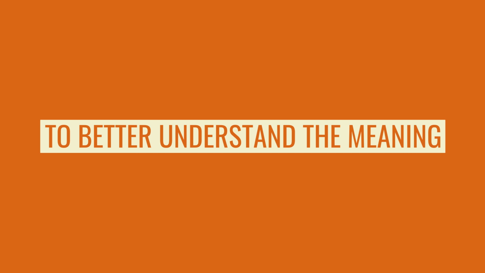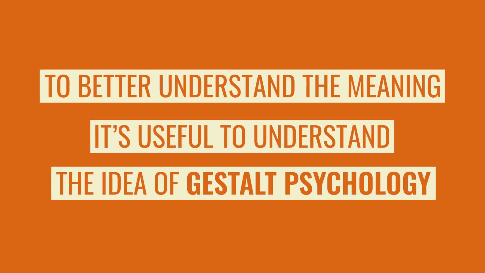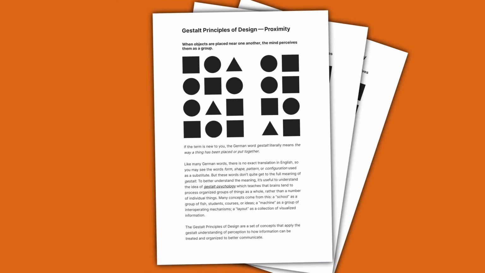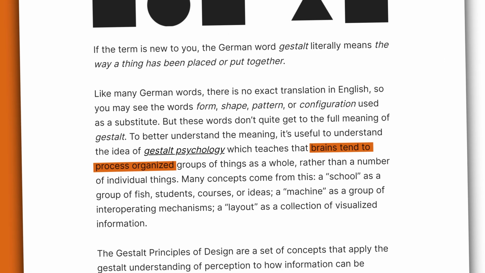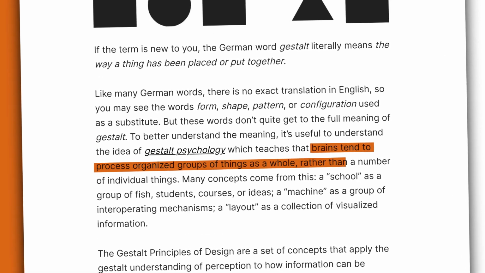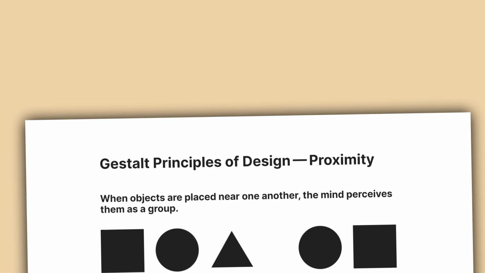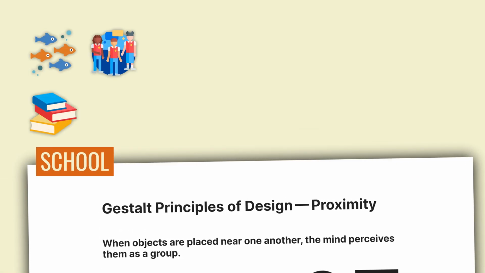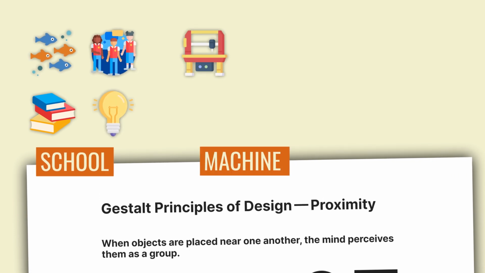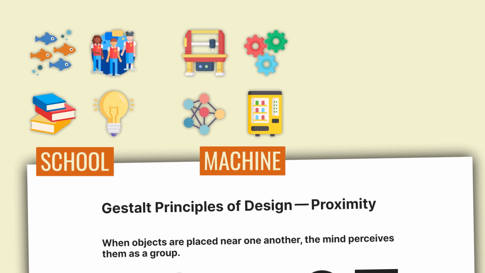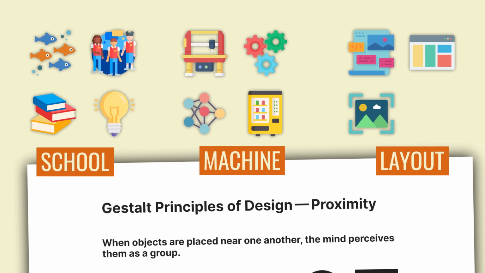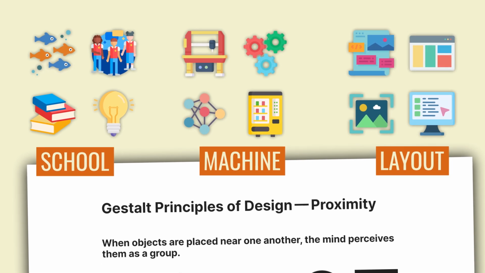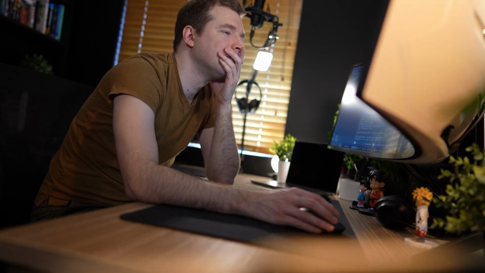To better understand the meaning, it's useful to understand the idea of Gestalt psychology, which teaches that brains tend to process organized groups of things as a whole, rather than a number of individual things. Many concepts come from this: a school as a group of fish, students, courses, or ideas; a machine as a group of interoperating mechanisms; a layout and section as a collection of visualized information on a website. So how do we apply proximity to websites?